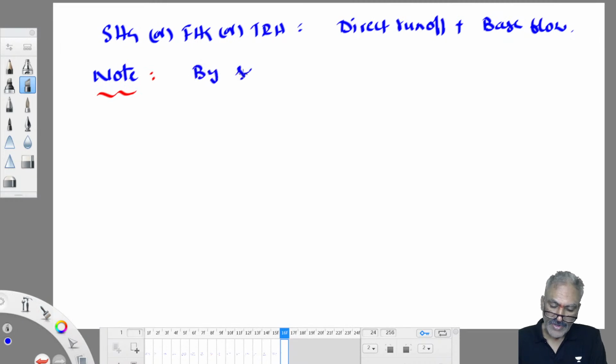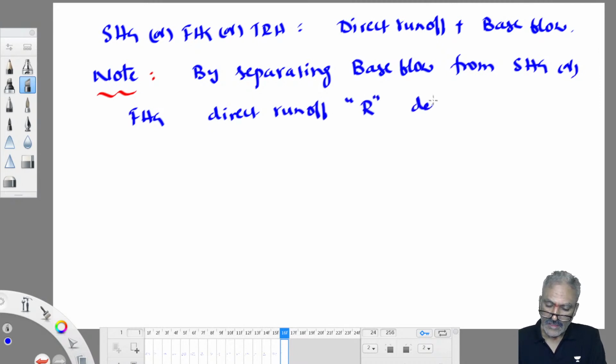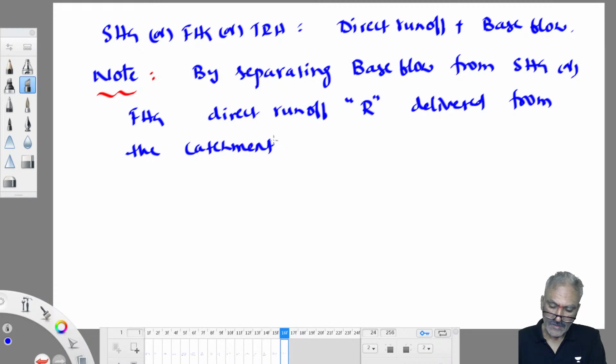By separating base flow from the storm hydrograph or flood hydrograph, direct runoff delivered by the catchment is estimated. Okay, how to separate base flow?